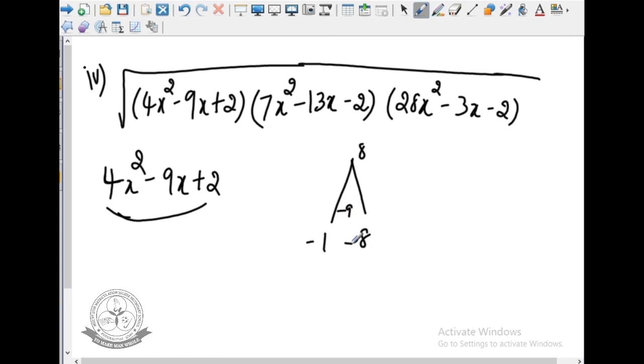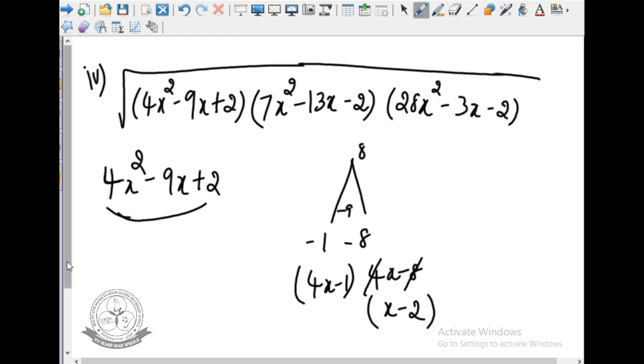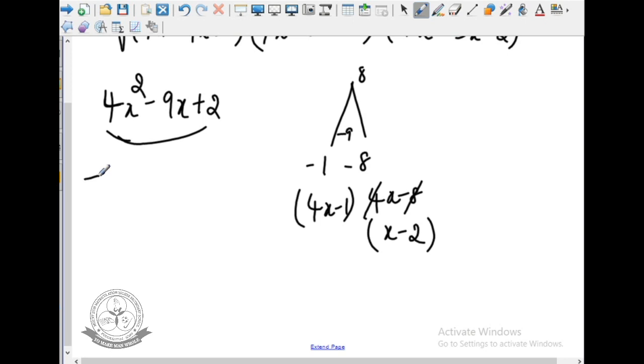If I add the minus numbers, I will get minus 9, and multiplying, I will get plus 8. So the coefficient I am having is 4. So 4x − 1, 4x − 8. Here I can't do any cancelling, but here I can do the cancelling: x − 2. So the two terms are 4x − 1 and x − 2. So it is equal to 4x − 1 into x − 2.